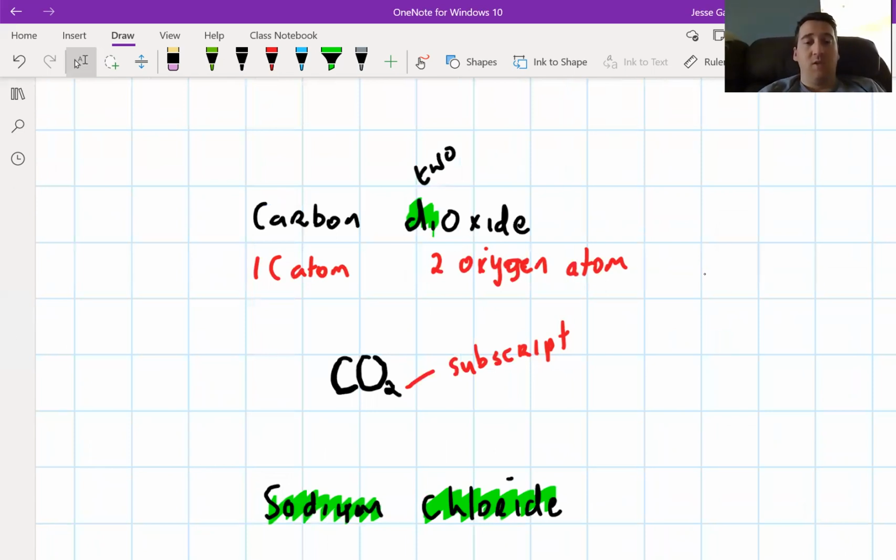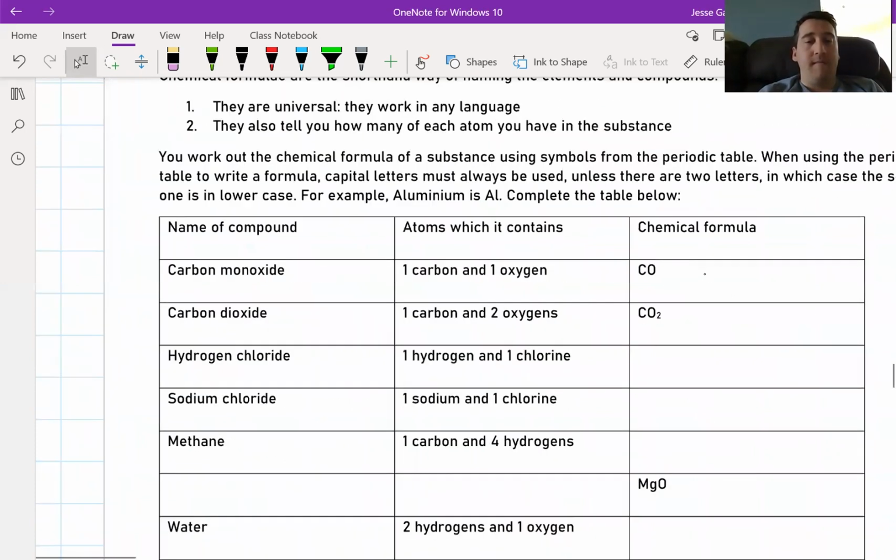So what does this do? It tells us which atoms and how many of each of those atoms there are. So for example, in a molecule of carbon dioxide, one piece of carbon dioxide, there was one carbon attached to two oxygen. So it tells us not only which atoms are there, but exactly how many there are as well. That's why it's so useful, it's so important.